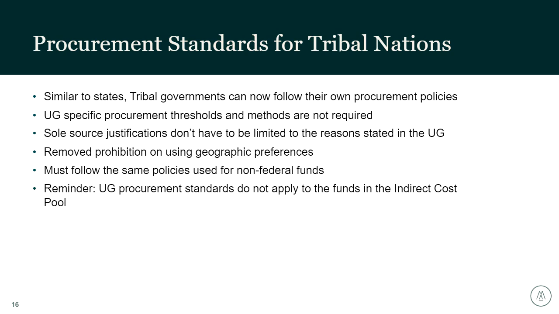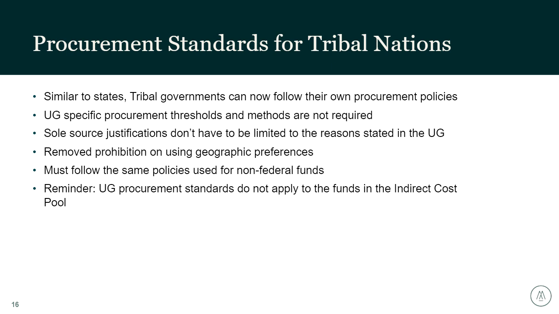So specifically for tribal nations, similar to states, now OMB is allowing tribal governments to follow their own procurement policy. But if you don't have your own procurement policy, you will have to follow the Uniform Guidance policy. So if you do have your procurement policy, or if you decide to revise your procurement policy, you no longer have to follow the uniform guidelines of identifying specific procurement thresholds, like the micro purchase and small purchase thresholds, the simplified acquisition threshold. You no longer have to follow those if your policy dictates your own thresholds.